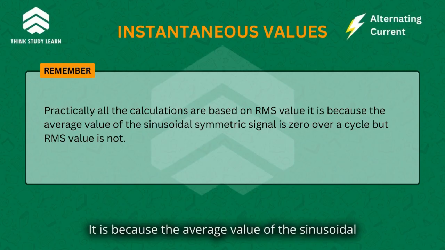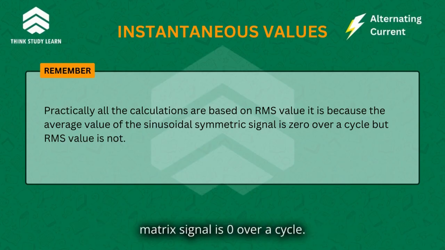It is because the average value of a sinusoidal symmetric signal is 0 over a cycle, but the RMS value is not.